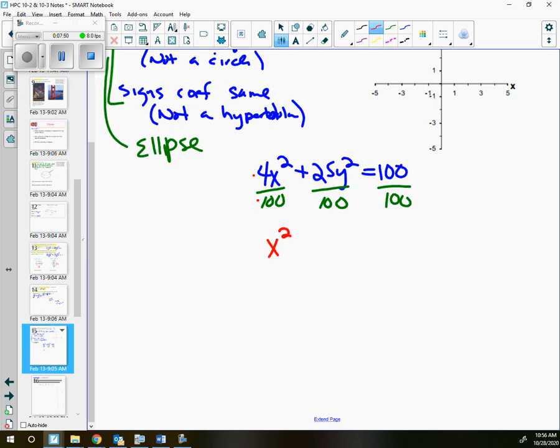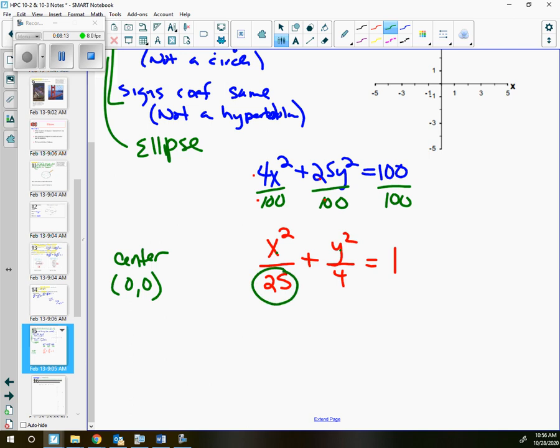So 4 over 100 reduces to x squared over 25. 25 over 100 reduces to 1 over 4, and then I have it equal to 1. So then I'm getting it into a format that's a little bit easier to deal with. The center of this, my h, k, is going to be at 0, 0. I have nothing in with the x or the y. Which number is bigger? Which one is my a squared? We'll look for the larger number. The 25 then is the a squared. The 4 is the b squared.